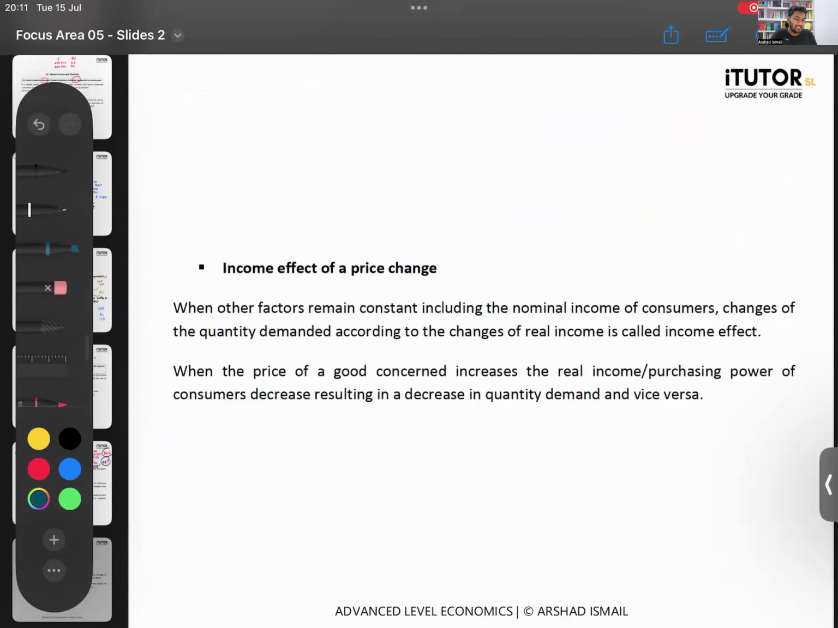Now remember, in substitution effect, the price of the substitute did not change. Price of the substitute did not change. How do you answer if there is a question on substitution effect? What is there in the note? You can expand it and write it in your own words.